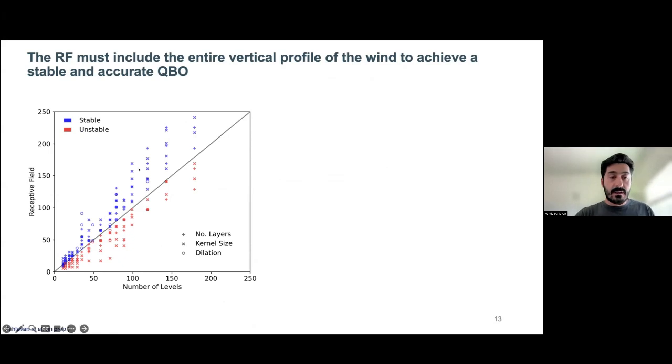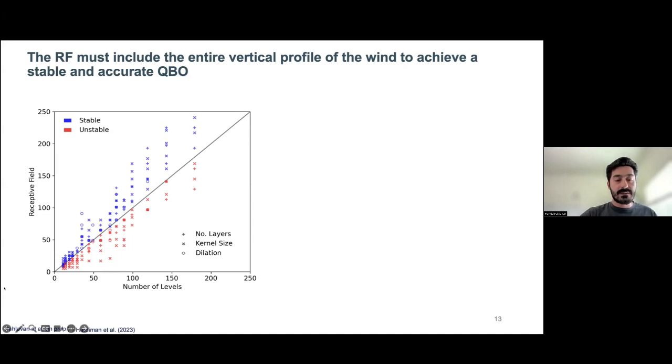So all of these models here have almost the same number of parameters, and they all have the same great offline performance of 0.99, but they are different in their receptive field. And so as we increase the resolution of the 1D model, and thereby the number of levels of the 1D model, we need to increase the receptive field of a CNN, either by increasing the number of layers, increasing the kernel size, or increasing dilation to get a stable CNN.